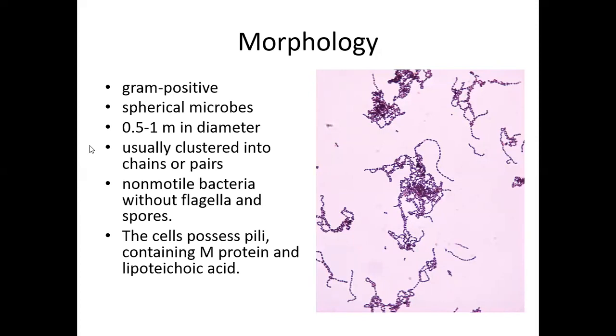Morphology. They are also gram-positive cocci, not big, usually arranged in chains or pairs, non-motile, and they don't form spores. The cell possesses pili and contains M-protein and lipoteichoic acid, and Streptococcus pneumoniae can produce a capsule in the host body.